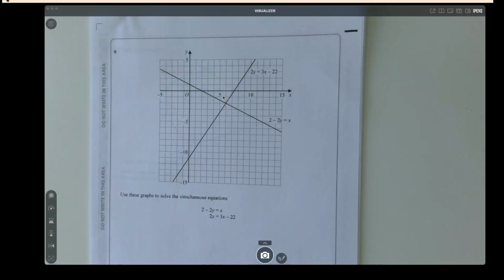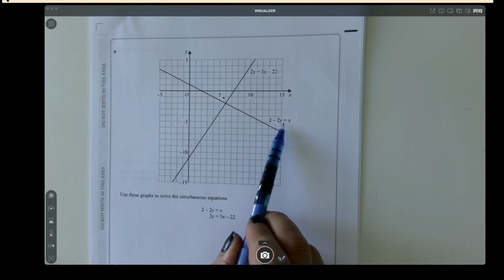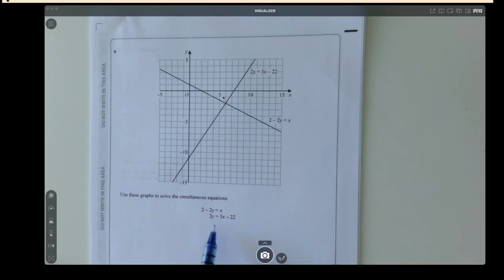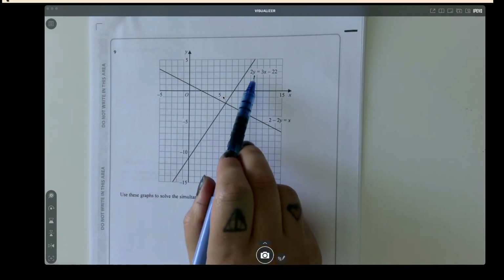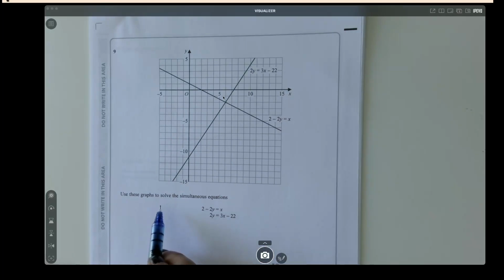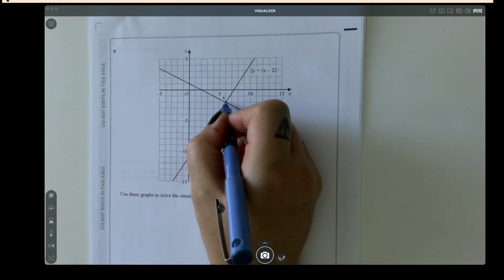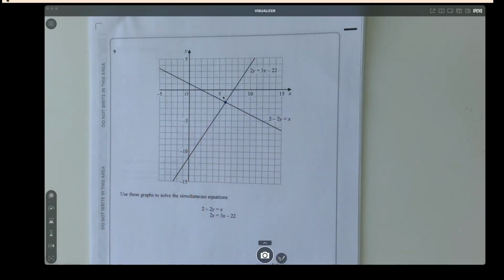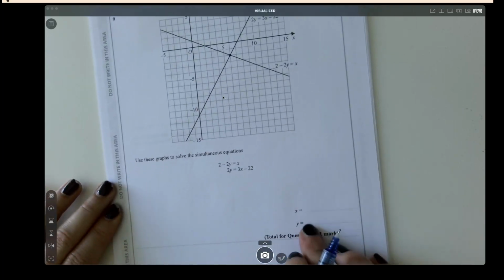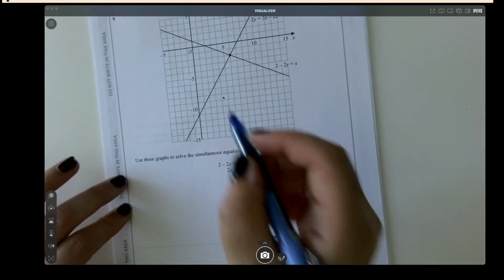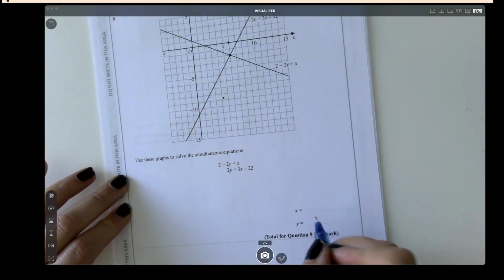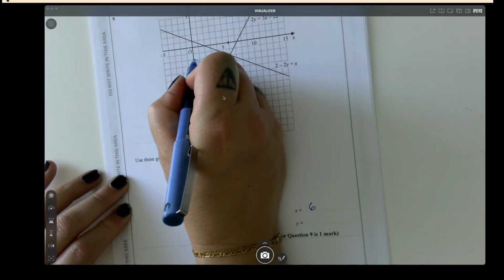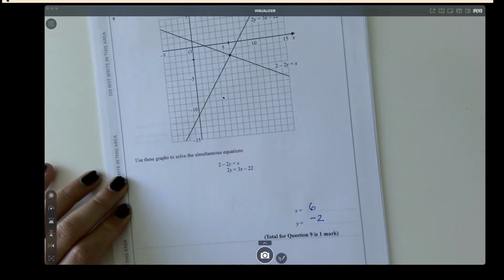Question 9. Use these graphs to solve the simultaneous equations 2 subtract 2y equals x. So 2 subtract 2y equals x is this line here. And then 2y equals 3x subtract 22, which is this line here. So to solve simultaneous equations, if we draw the two lines, the two graphs, where they intersect tells us the solutions. So the x-coordinate will be the x solution and the y-coordinate will be the y solution, because we need an x and a y for simultaneous equations. So the x-coordinate is 6 and the y-coordinate is -2.